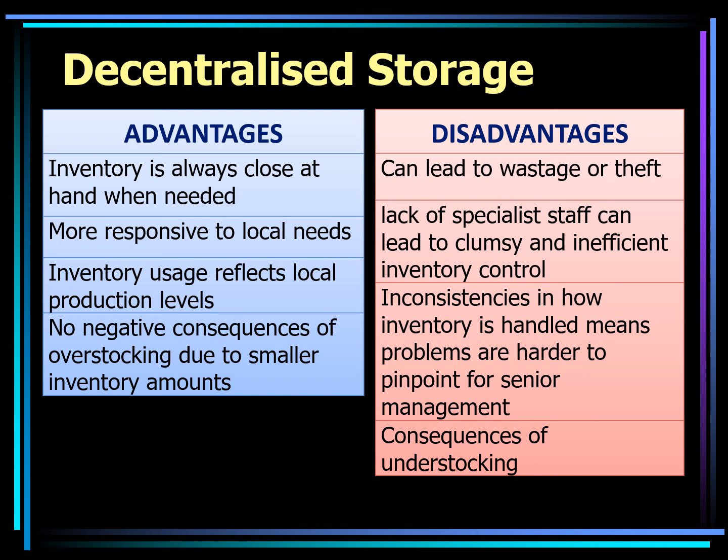Lack of specialist staff can lead to clumsy and inefficient inventory control. Inconsistencies in how inventory is handled mean problems are harder to pinpoint for senior managers if each warehouse is handling it slightly differently. And you could have consequences of possibly understocking if you've not got enough product in your warehouses. You could end up at risk of running out of stock.